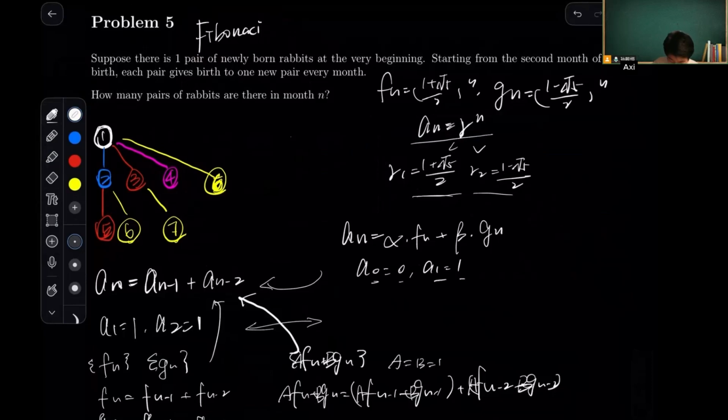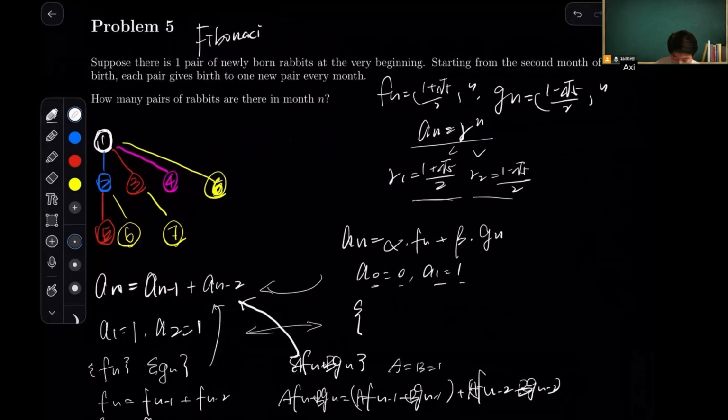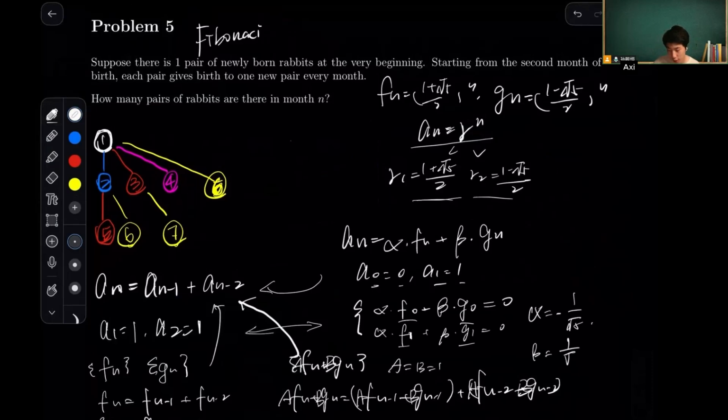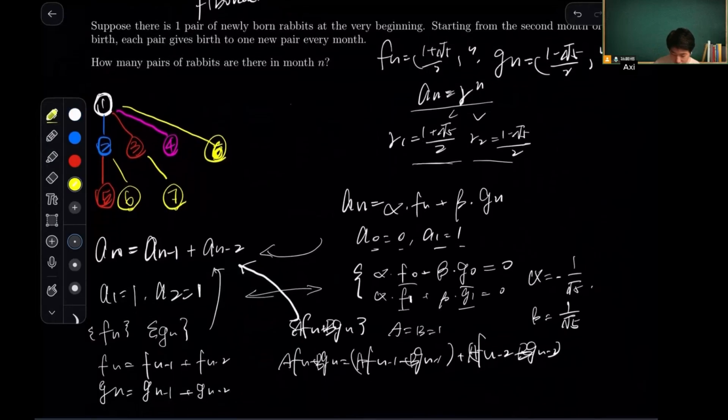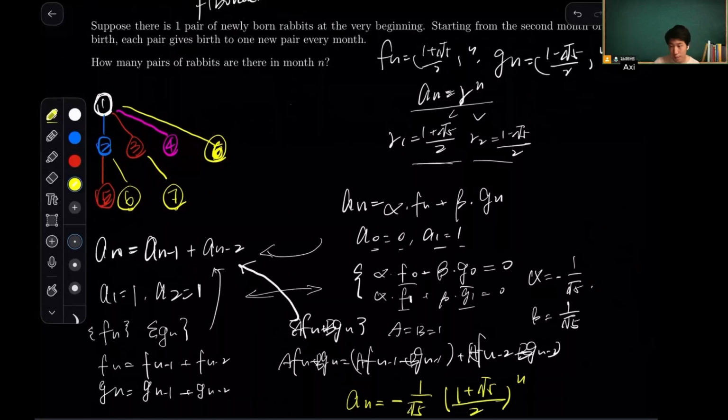So we have the system of equations alpha times f0 plus beta times g0 is equal to 0, alpha times f1 plus beta times g1 is equal to 0. We know exactly these values, so we can solve for alpha and beta. In fact, alpha is negative 1 over square root of 5, beta is positive 1 over square root of 5. So that means our ultimate conclusion, we'll write this in yellow, a rare color, is that an is in fact equal to this, and we're done.